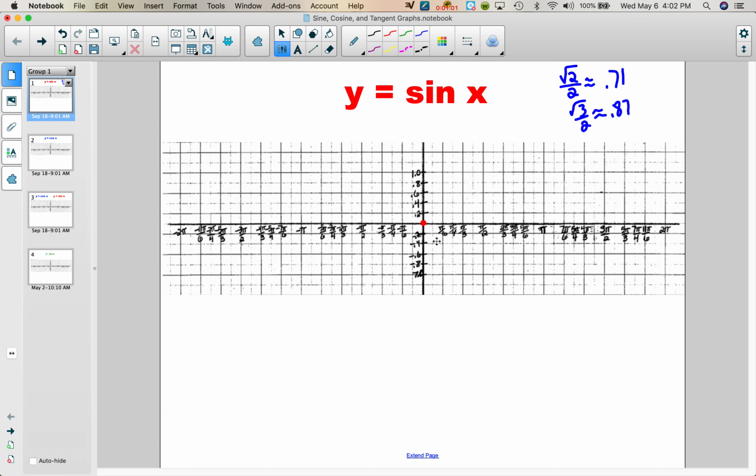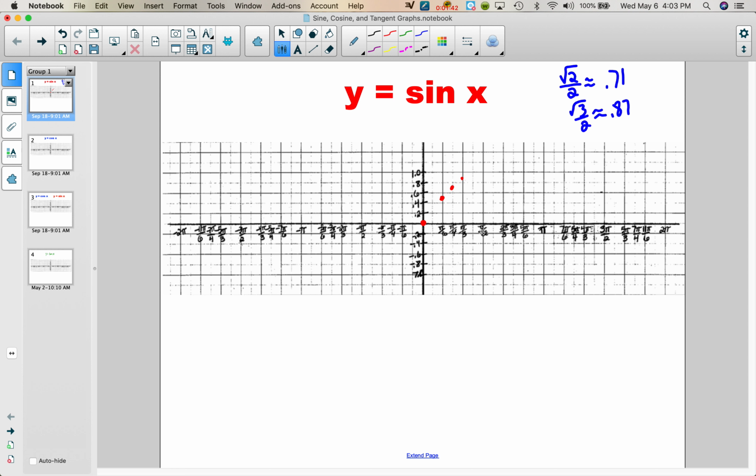Then if you look at sine of pi over 6, on your unit circle, if you check that, sine of pi over 6 is 1/2. So I'm going to plot a point at approximately 1/2. Sine of pi over 4, if you look at your unit circle, you'll see that it's the square root of 2 over 2. Well, I wrote down that it's approximately 0.71, so I'm going to plot where that would go. Sine of pi over 3 is square root of 3 over 2, which is approximately 0.87. So it's going to be about here.